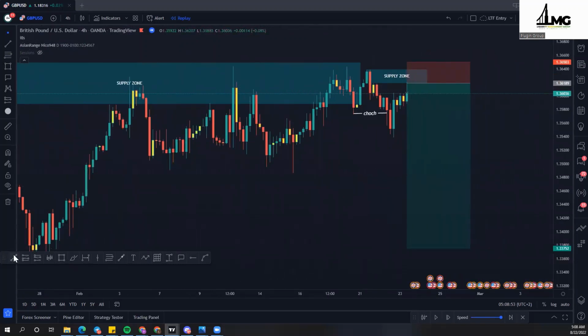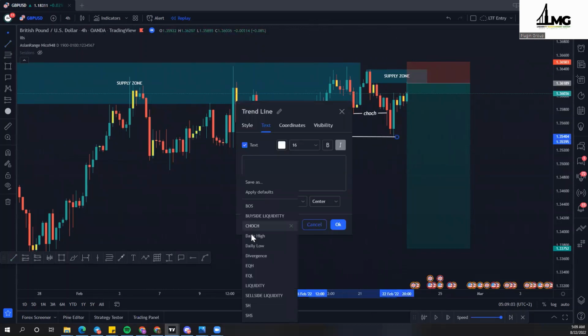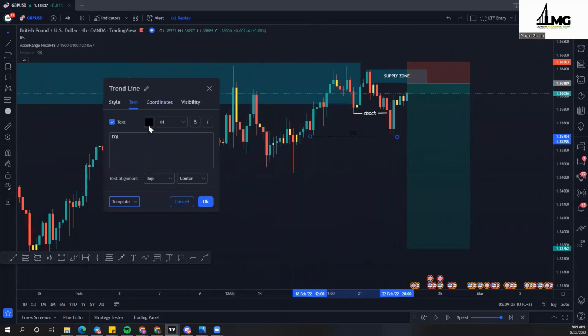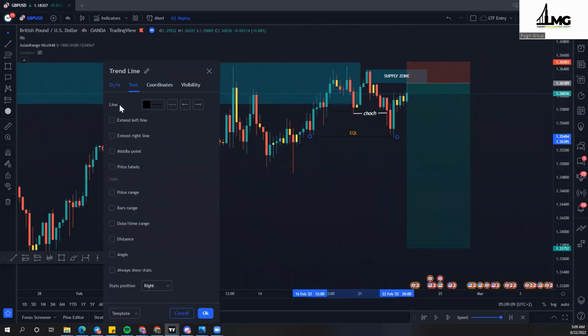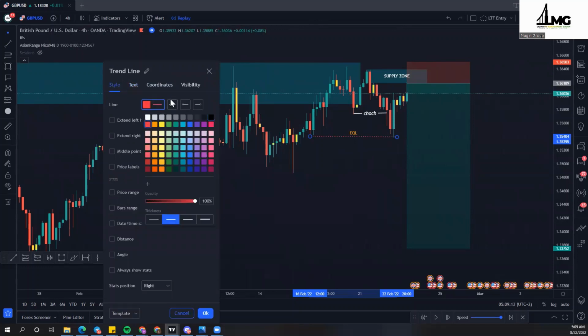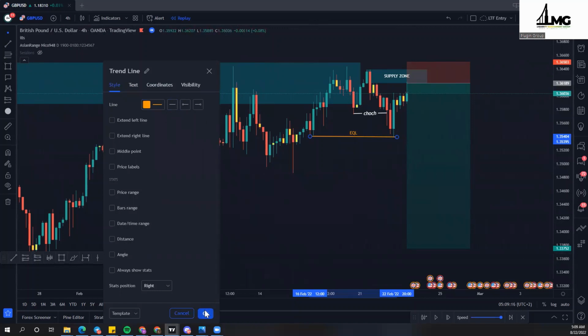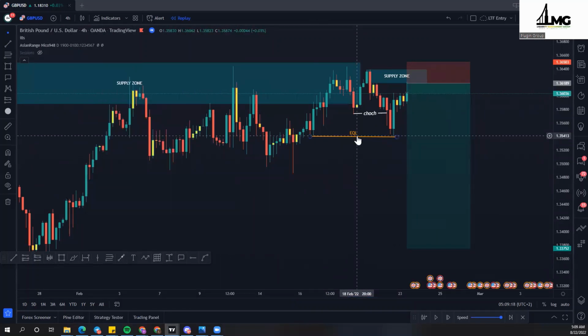So first thing first is liquidity and imbalances, right? So I'm going to identify this level where it looks clear to me that it was some form of double bottom, right? And identify that as equal lows. Let's mark equal lows. I'm trying to paint this in orange. And a straight line, right? So we get equal lows right there.